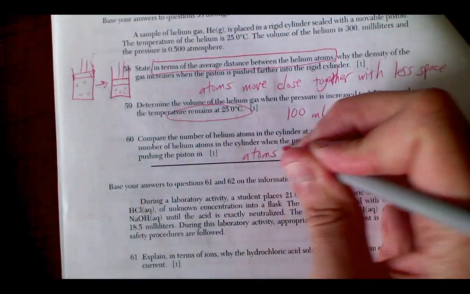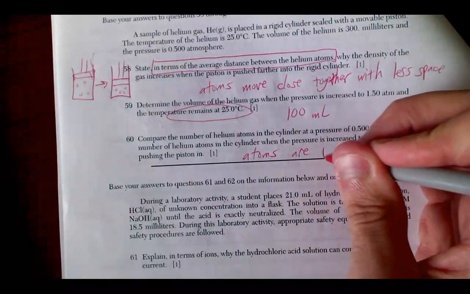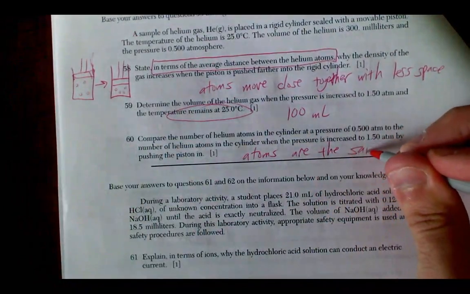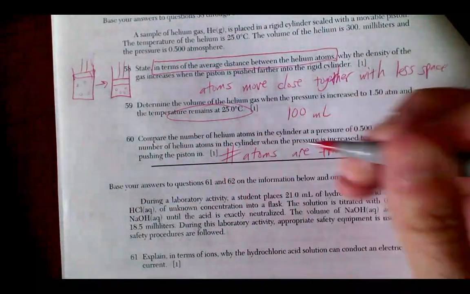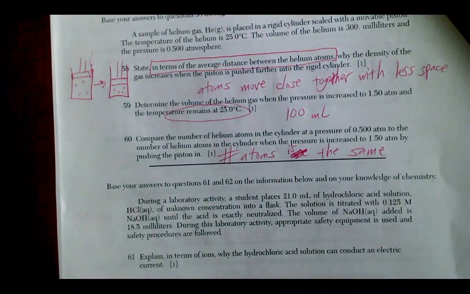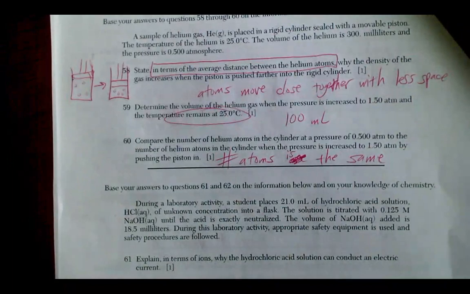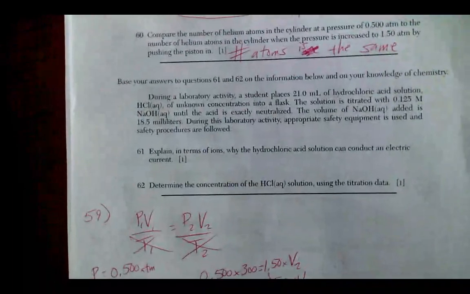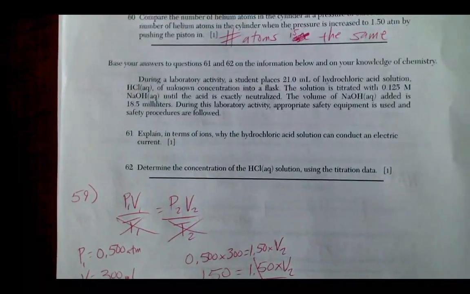We didn't take anything out. We didn't add anything in. The number of atoms is exactly the same. We didn't add gas, we didn't remove gas. It's just they're in a smaller container, they're close together. So number of atoms is the same as it was at the beginning.